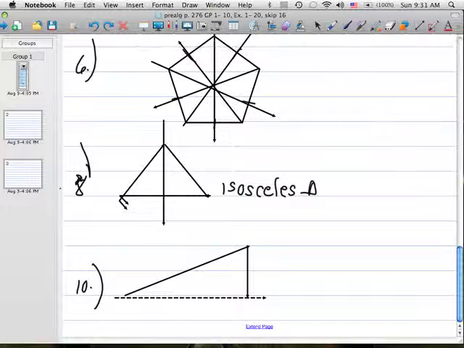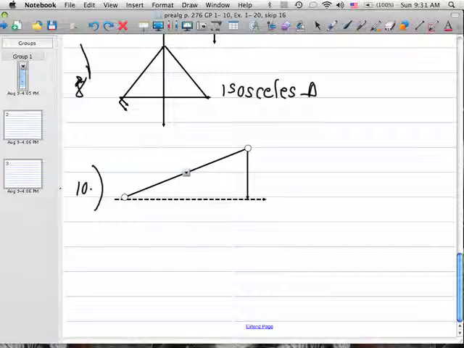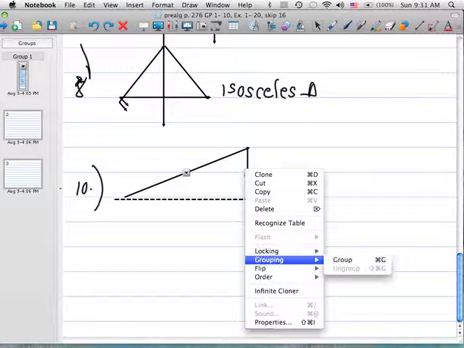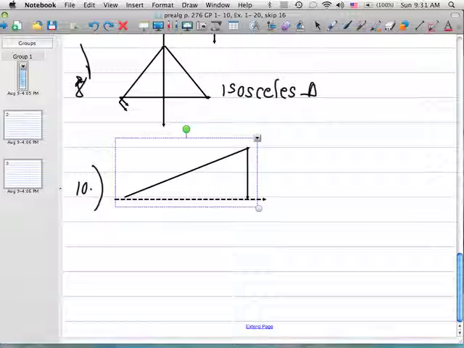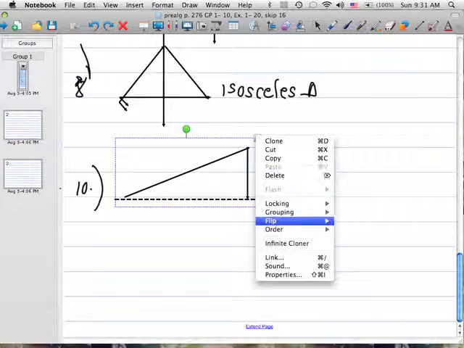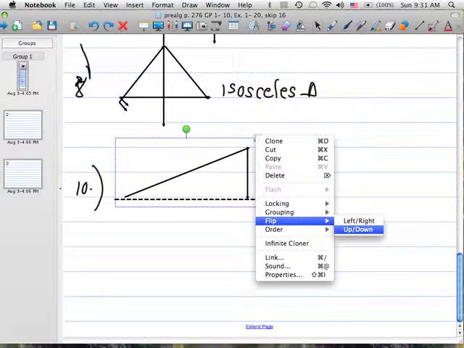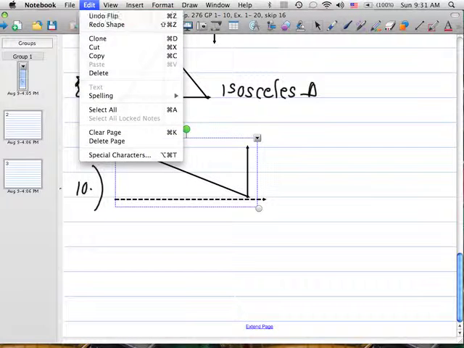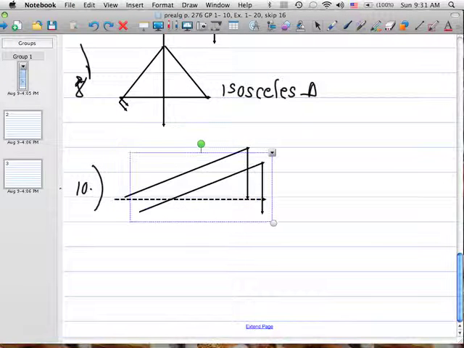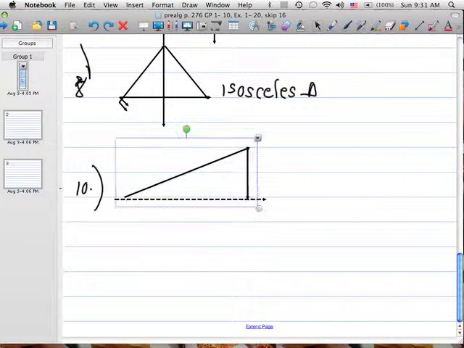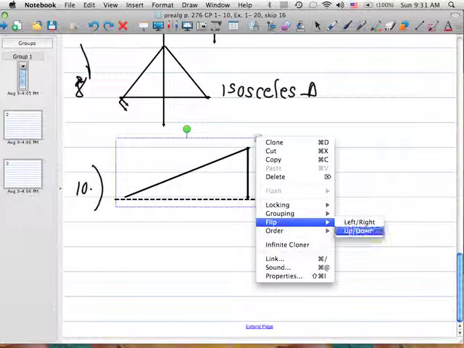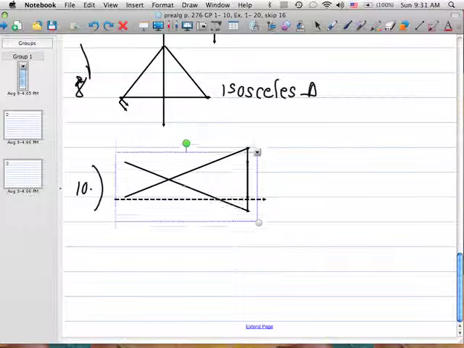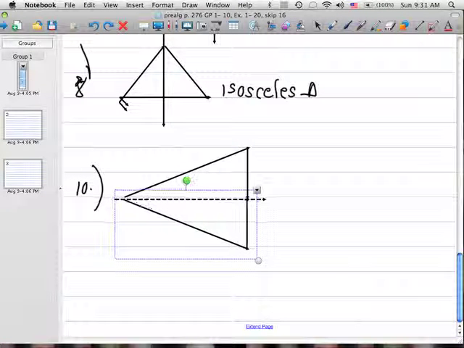So if I take these two sides and group them, and then flip them, well, before, let's duplicate it and then flip it, and that's what the figure would look like.